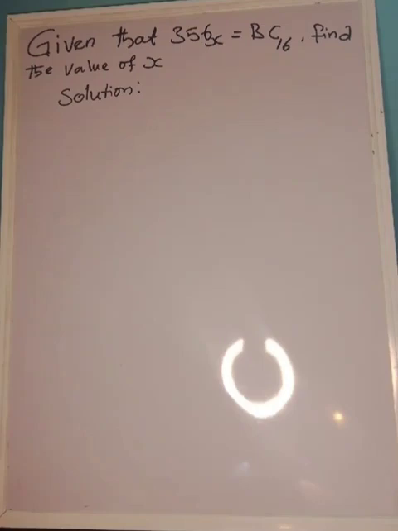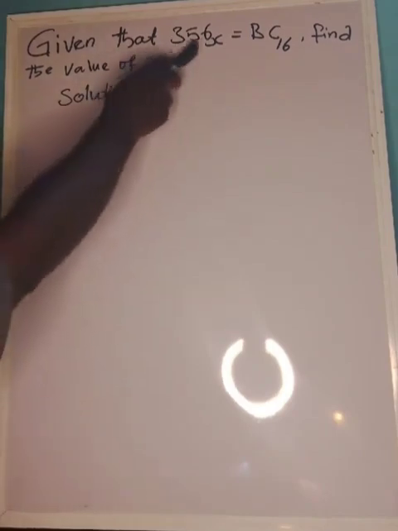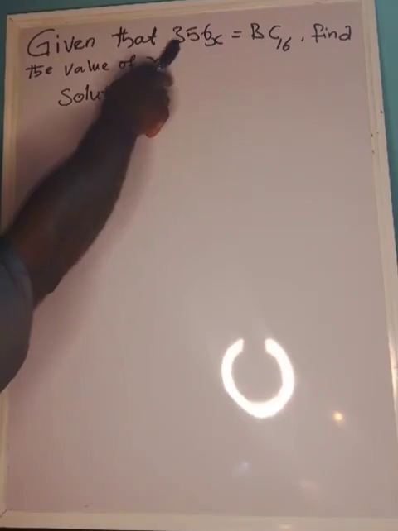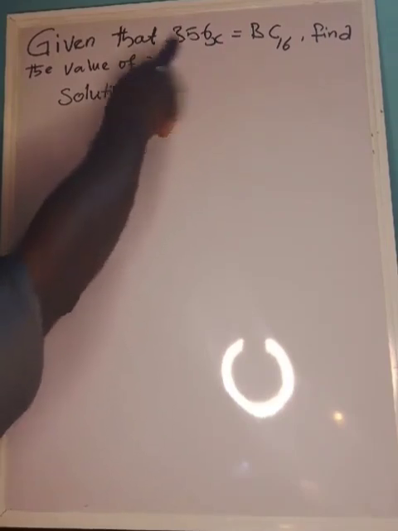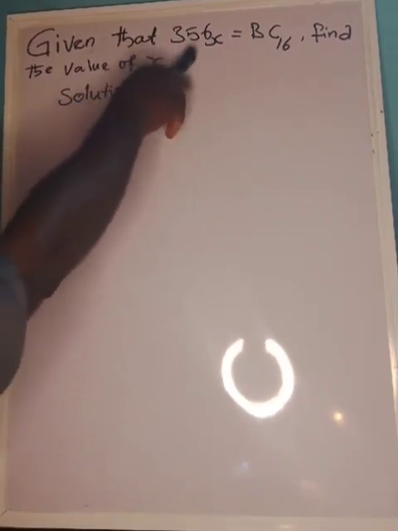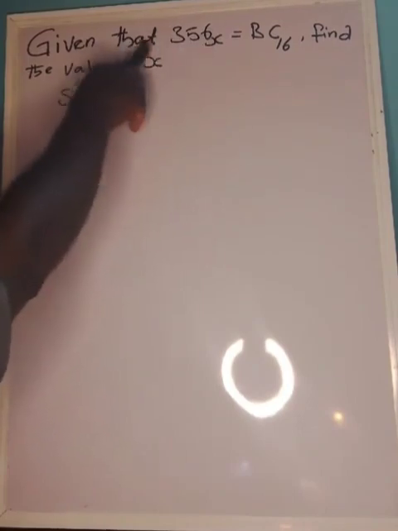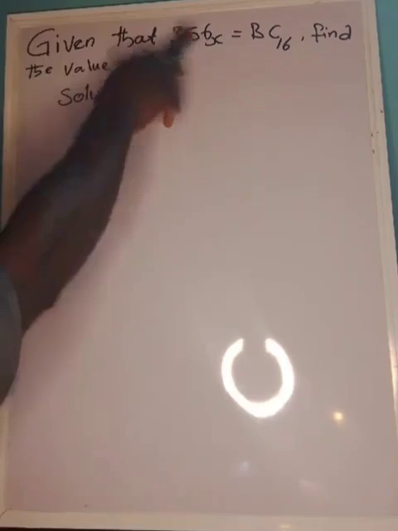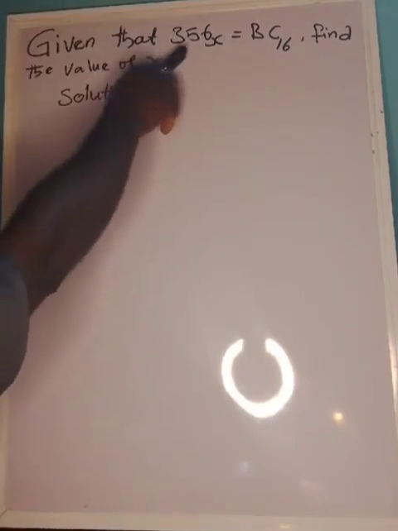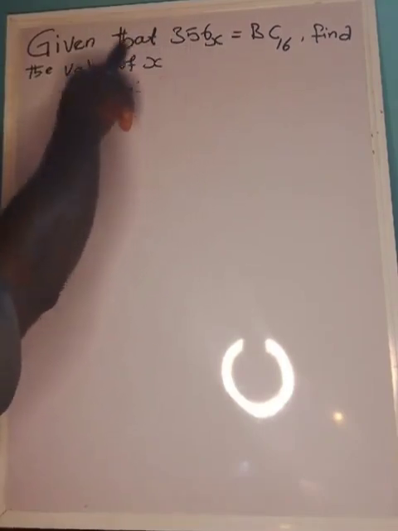X is the variable in that question. X is unknown, so you are asked to look for the value of x. By the time you get the value of x, then you will know exactly what base this particular number is. At the moment, we can't tell what base this number is. This is not your regular base 10 number that you would have called 356. Don't mistake this for 356.